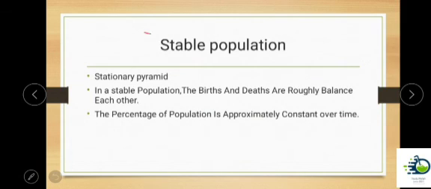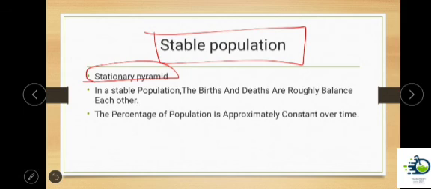Now let us discuss the stable population. It is also called a stationary population. I will discuss this in the population 3 lecture. Okay.